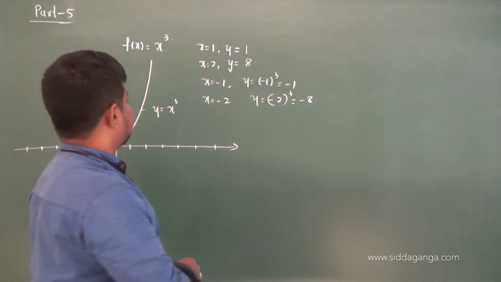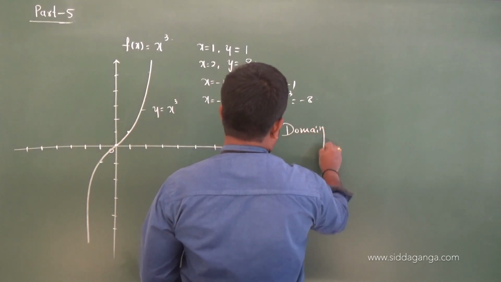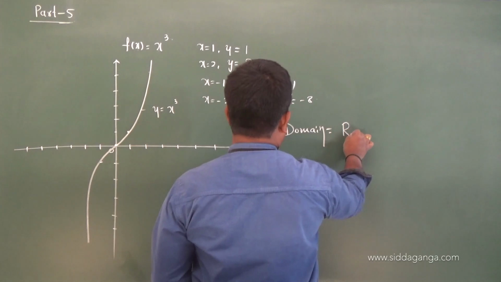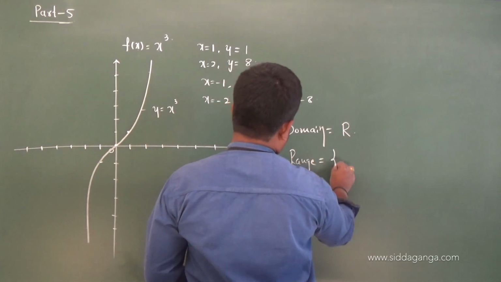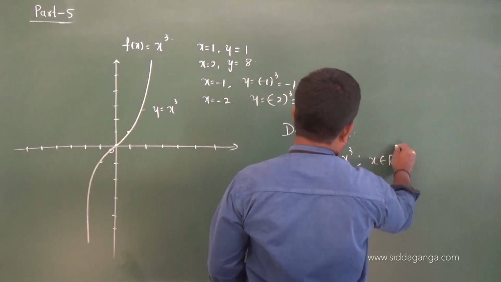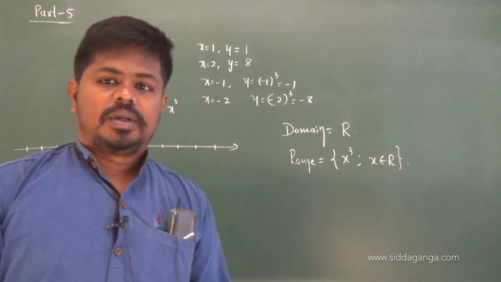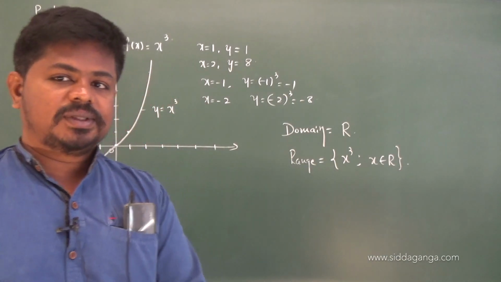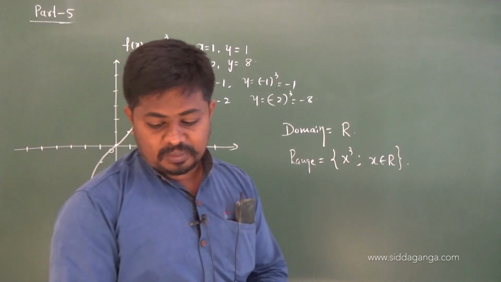What is the domain? Of course, the domain is the set of all real numbers. And the range is, just to write like this, x cube such that x belongs to the real numbers. That's it. Okay. So this is about a third type, a polynomial function.